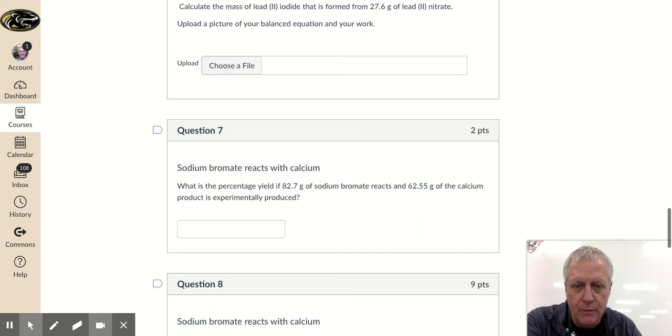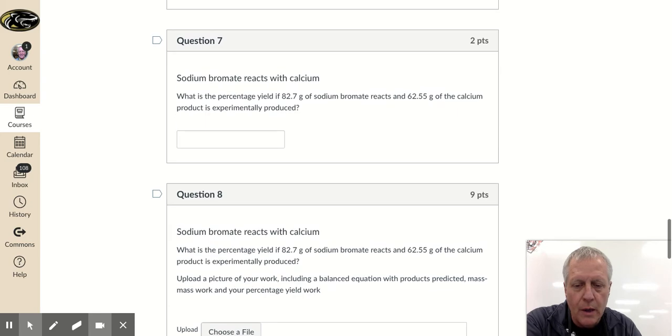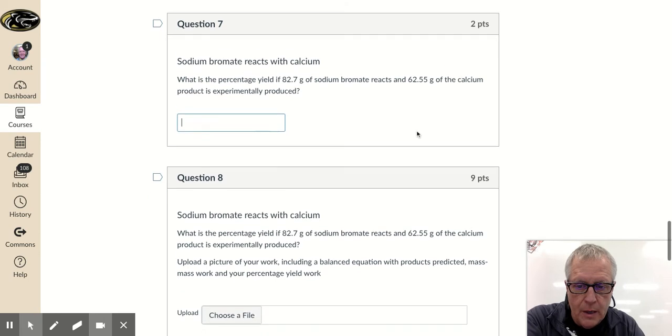Questions 7 and 8 move to a percent yield problem. What it's asking for is, what is the percentage yield of this problem right here? And then you would write that in this box. Again, 7 and 8 tie together. In these problems, you'll have to take the word equation here and form a balanced equation from that. So you'll have to write the correct formula for sodium bromate, which reacts with calcium, and then predict the products.